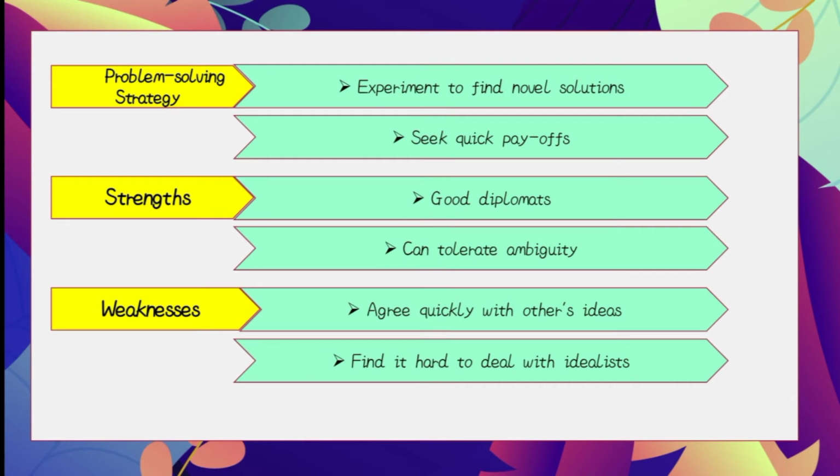Problem-solving strategy: they experiment to find novel solutions. They seek quick payoffs. Strengths: they are good diplomats. They can tolerate ambiguity. Weaknesses: they agree quickly with others' ideas. They find it hard to deal with idealists.